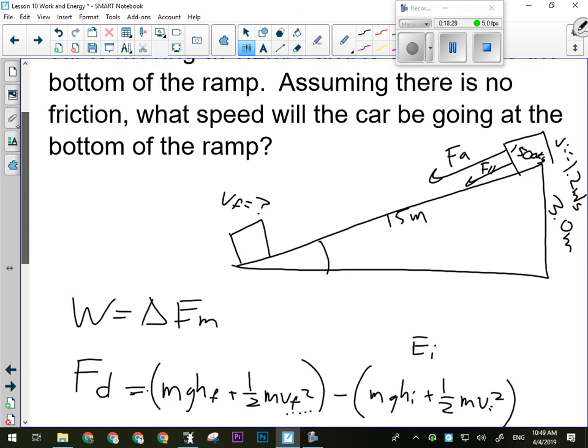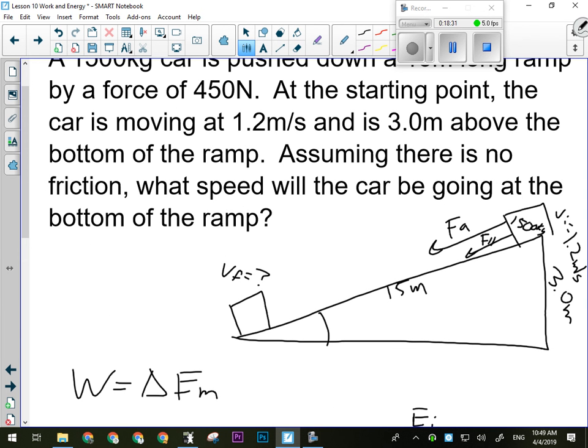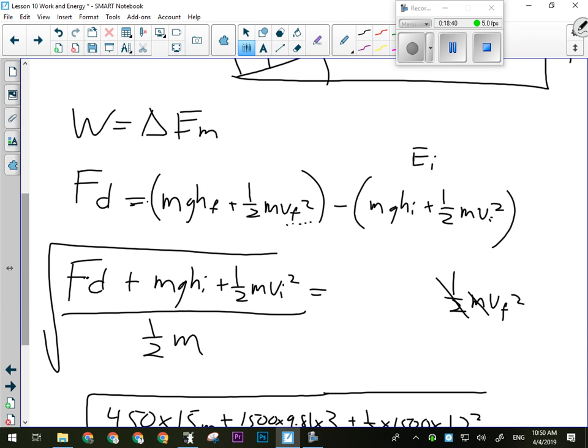Good question. The answer is I am. It's the F parallel that's causing my change in potential energy, and I took that into account when I did this and this, right? So I calculated the potential energy here. It became kinetic energy because of F parallel. So I took it into account. I just didn't do it from the forces perspective.